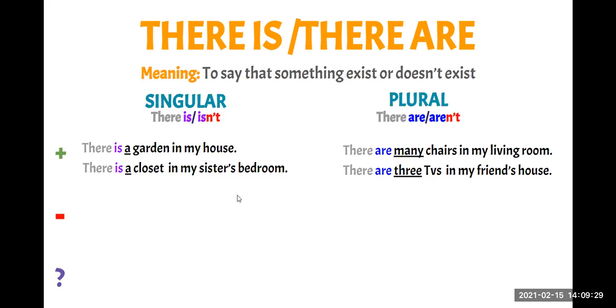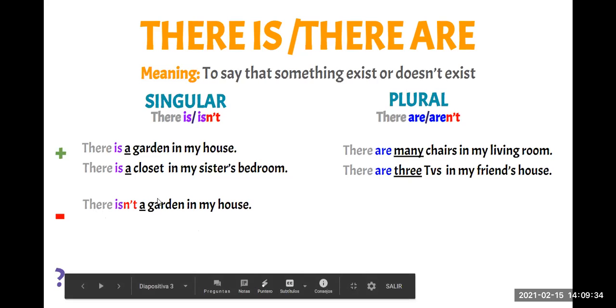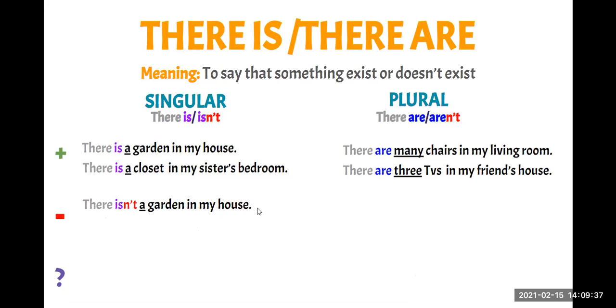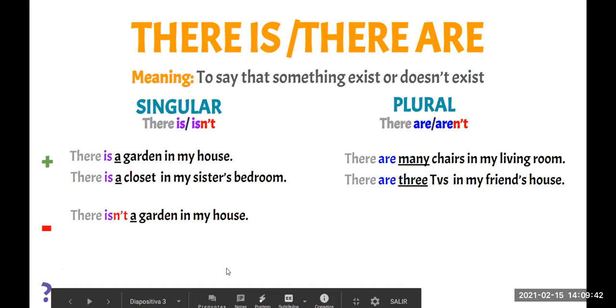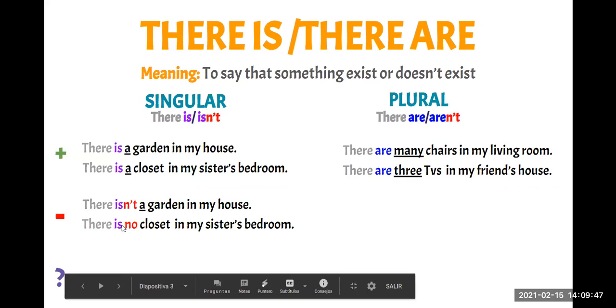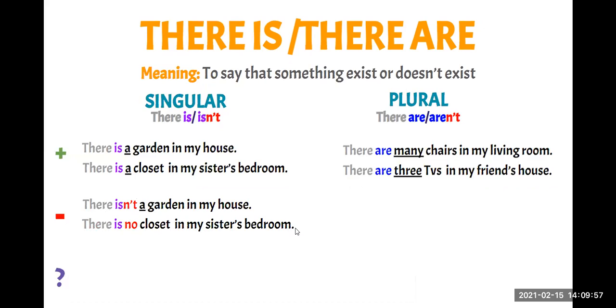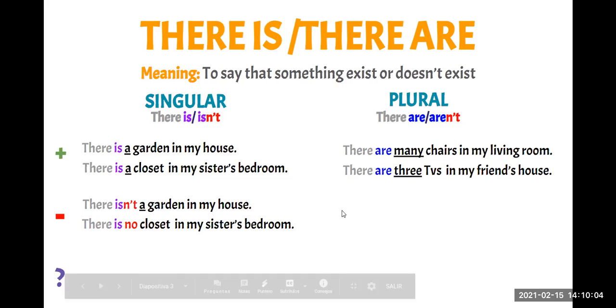In the negative form, we said that we can use this form. There isn't a garden in my house. So we use the verb to be in the negative form. There isn't a, okay? And we can say also there is no, okay? We can say there isn't or there is no. There is no closet in my sister's bedroom, okay? And the meaning is exactly the same. El significado es exactamente el mismo. Podemos utilizar isn't or is not, okay?